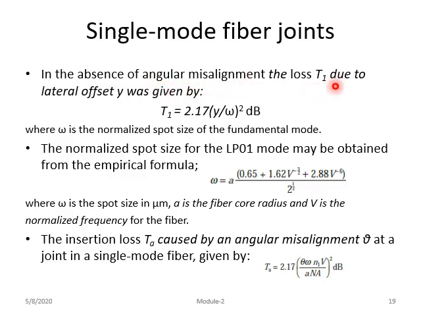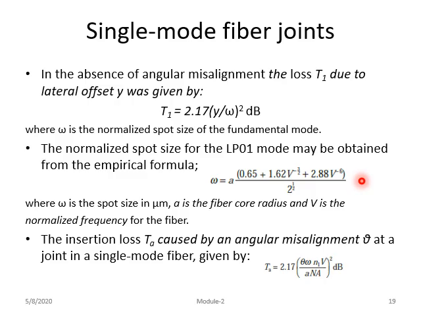The total loss I will calculate in terms of T1 due to the lateral offset y which is considered. So T1 is equal to 2.17 (y/ω)² dB, where ω is the normalized spot size with respect to the fundamental mode. So ω can be calculated with respect to the spot size. For LP01 we can calculate it with the empirical formula.